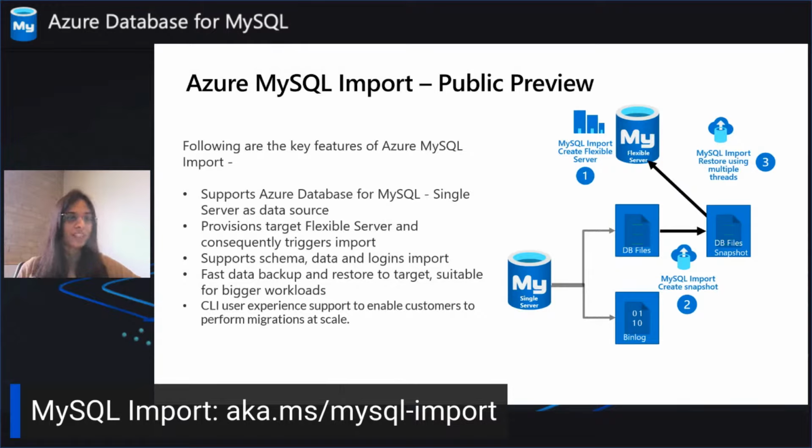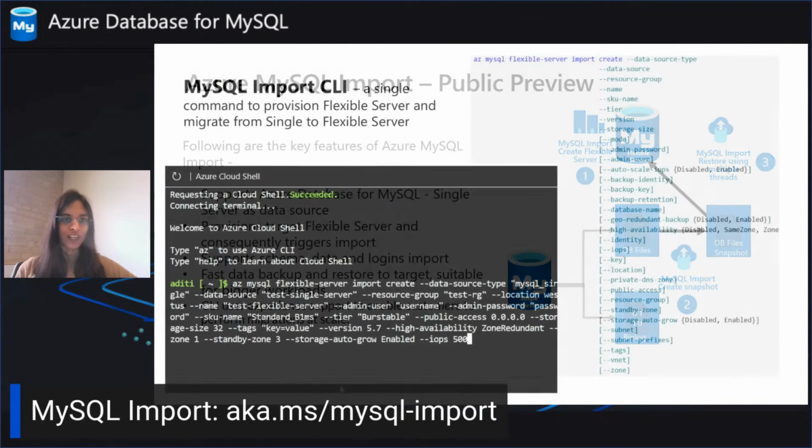It supports schema data, logins, and users import. It does provide for a fast data backup and restore to targets, so it's quite suitable for those bigger workloads. We've currently launched the CLI user experience, which will enable you to perform migrations at scale and enables that programmatic support. Next, let's quickly take a look at what this experience looks like.